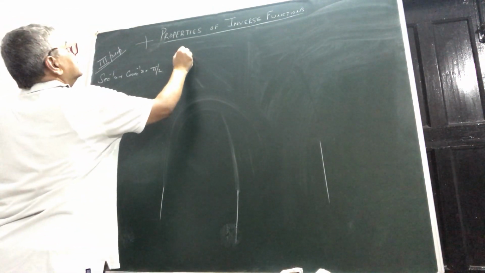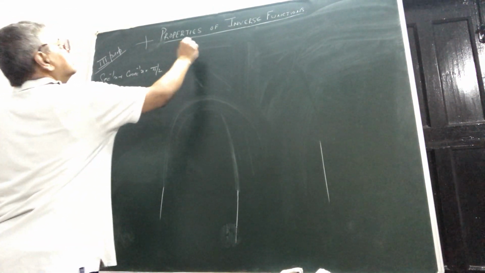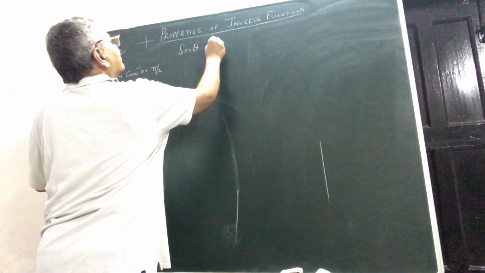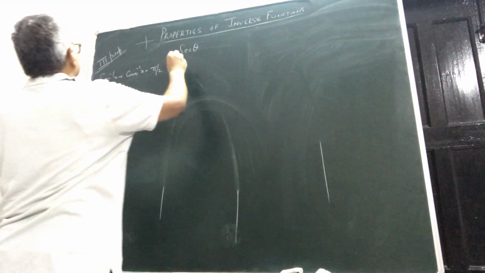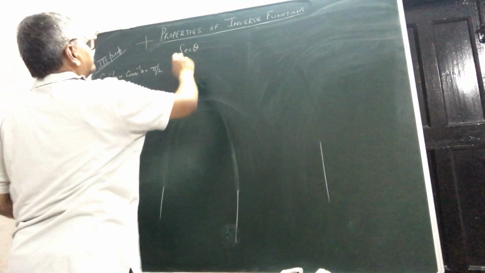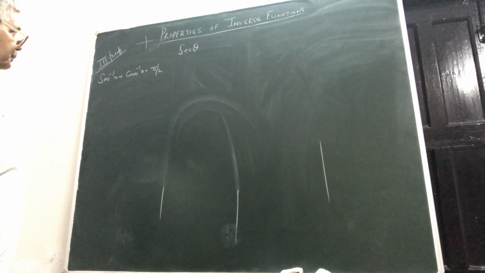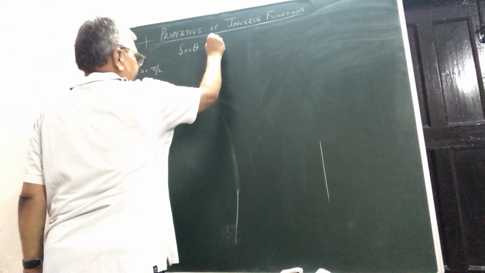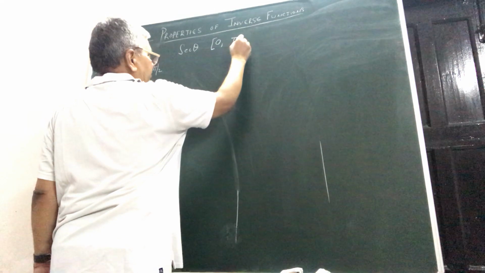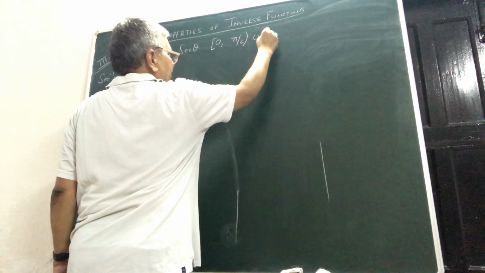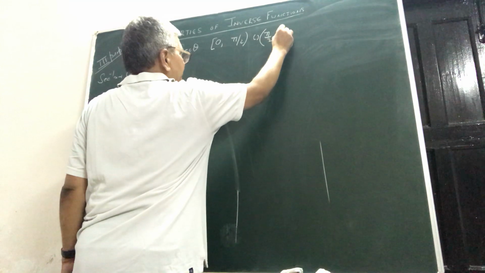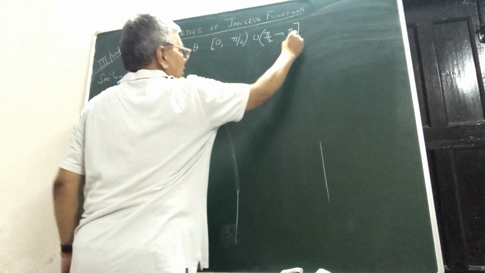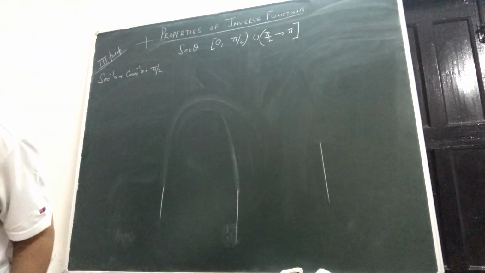Please see sec theta. Its principal branch is 0 to pi. So how are you going to write it? 0 to pi by 2, where pi by 2 is excluded, union pi by 2 to pi. Okay, closed. This is coming on your screen.